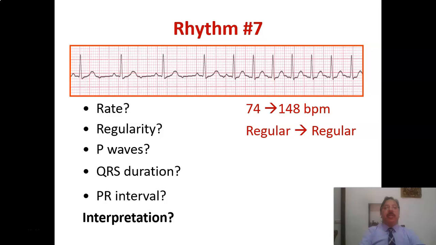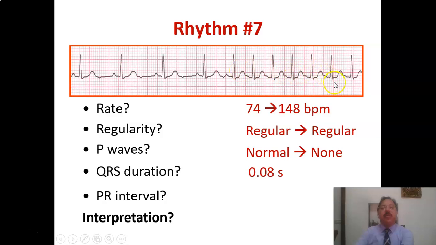Regularity: first half is regular, second half is also regular. P waves: in the first half P waves are seen, but in the second half not seen. QRS duration is narrow in both the first and second part of this rhythm strip, that is 0.08 second. So it means the source for both rhythms is above the AV junction.